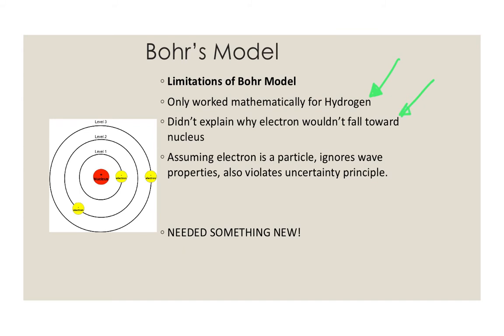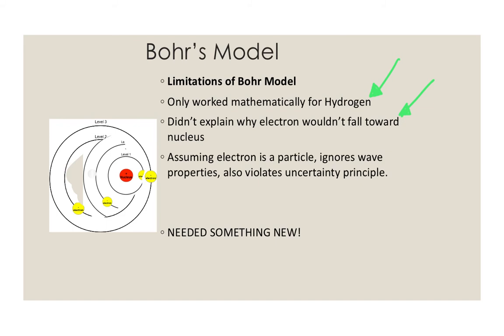Secondly, if an electron is circling around and it's negative, and the nucleus is positive in the middle, what should happen in classical physics is that over time, that electron should spiral in toward the nucleus. Well, that doesn't happen. The electrons stay in their orbits. They don't change their orbits. They're right there. And so therefore, the model couldn't explain that.